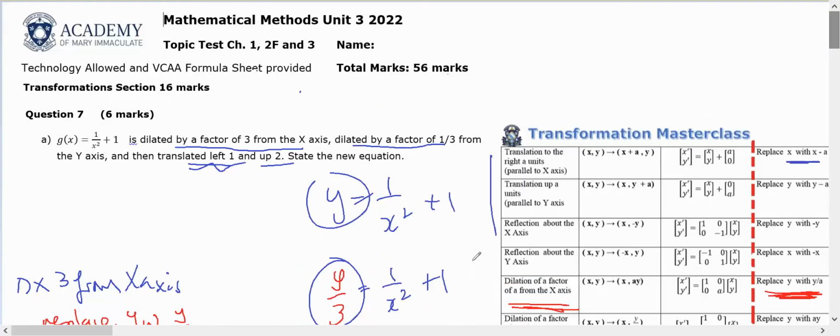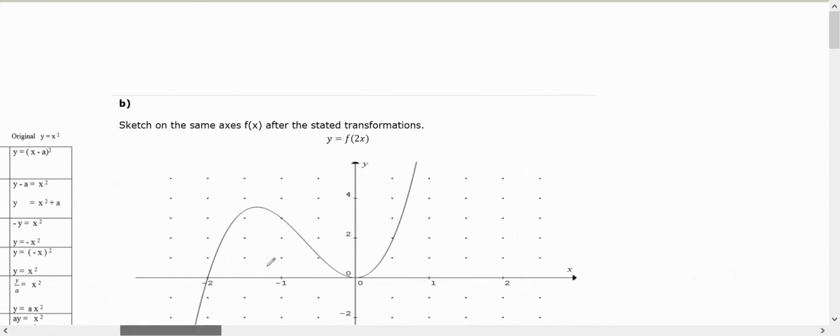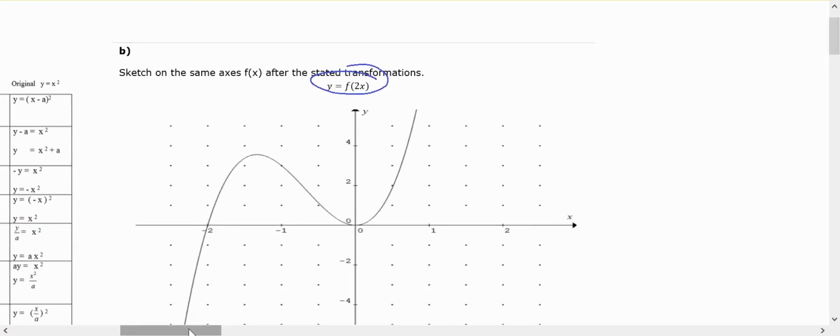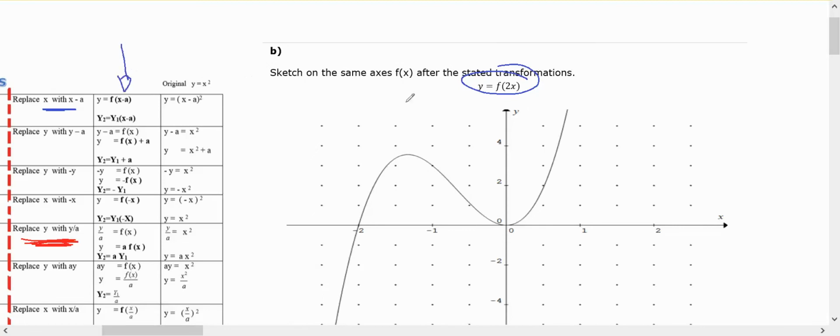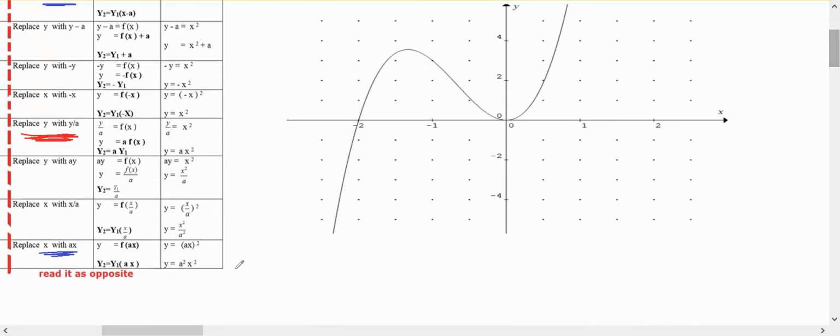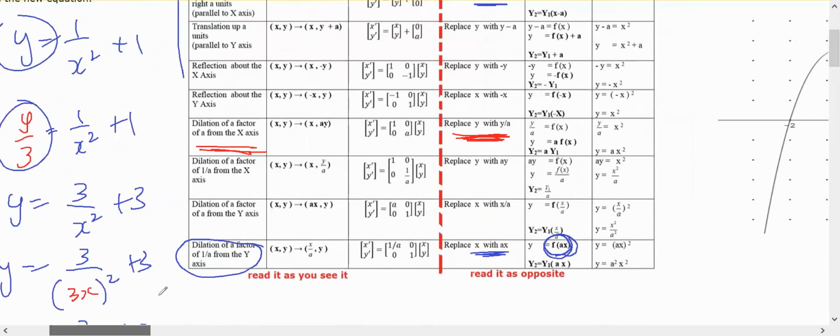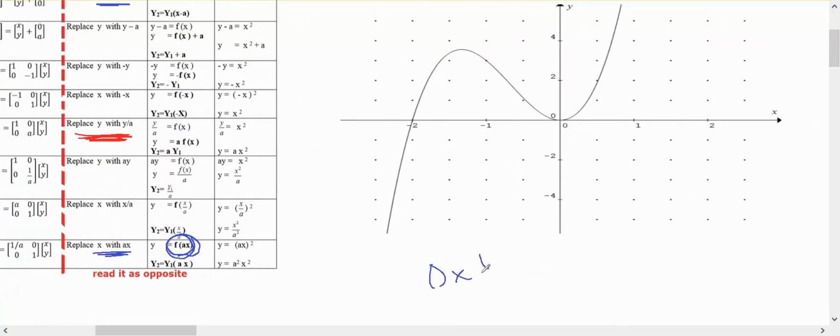Okay, and then lastly, the graph has been presented. I've got to draw f of 2x. So I'm going to use this column here, and when I have f of 2x, I've actually got this one here, f of ax, and f of ax is a dilation by a factor of 1 on a towards the y-axis. Therefore, I'm dilating by a half from the y. It's a squash. It's a squash going that way.